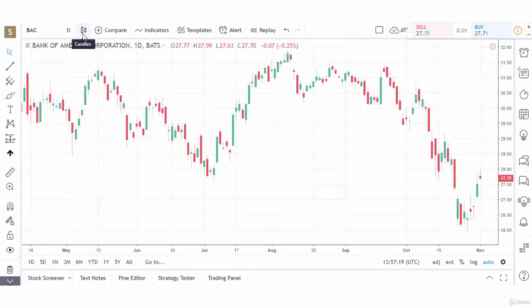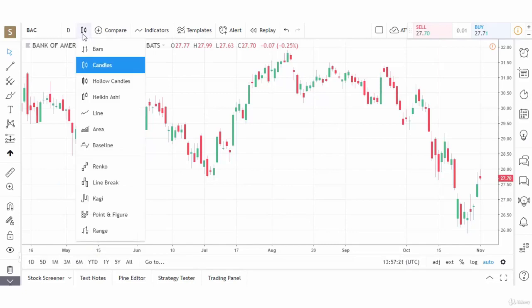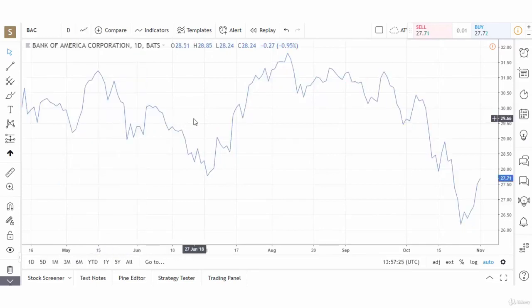The next box over tells us the type of chart that we're going to be looking at. So we're first going to look at a line chart. And the line chart gives you the closing price for the day. If you look at the top of the chart, it will tell you, on the day that you're looking at, what the open, the O is the open, H is the high, and the prices are changing because as I move the cursor, it's moving from day to day.